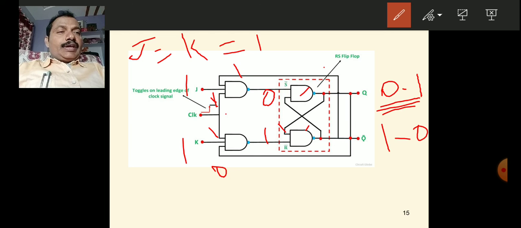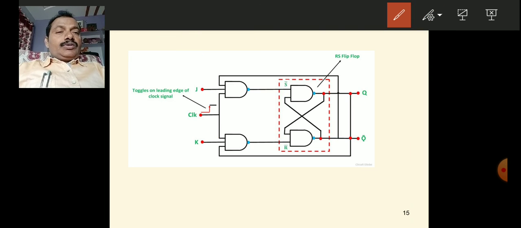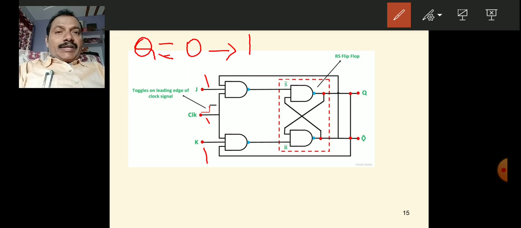For J equals 1, K equals 1 and clock is 1, I am writing here Q. I assumed 0. Whenever it is 0 and J is 1, K is 1 and clock is 1, what happens? This 0 is complemented and it became 1. Now let me analyze two or three combinations so that you will clearly understand. It is 1, so this is 0. Okay, so now this is the case.